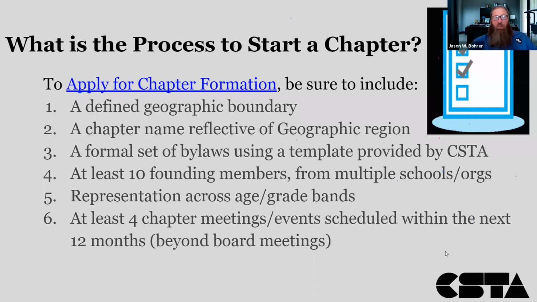We're looking for representation across all age and grade bands. So not just what we call high school age teachers, you know, for 15 to 18-year-olds, but we're looking really for the whole grade band, starting with early elementary, our terminology, all the way through college age. And then finally, when you're forming your chapter, a plan to have at least 4 meetings or events within the 12 months of formation, because we find that chapters are most successful if they have a plan for at least 4 meetings or events rather than forming the chapter and then trying to organize it. And again, I can help with all of this as we go through the chapter formation process.